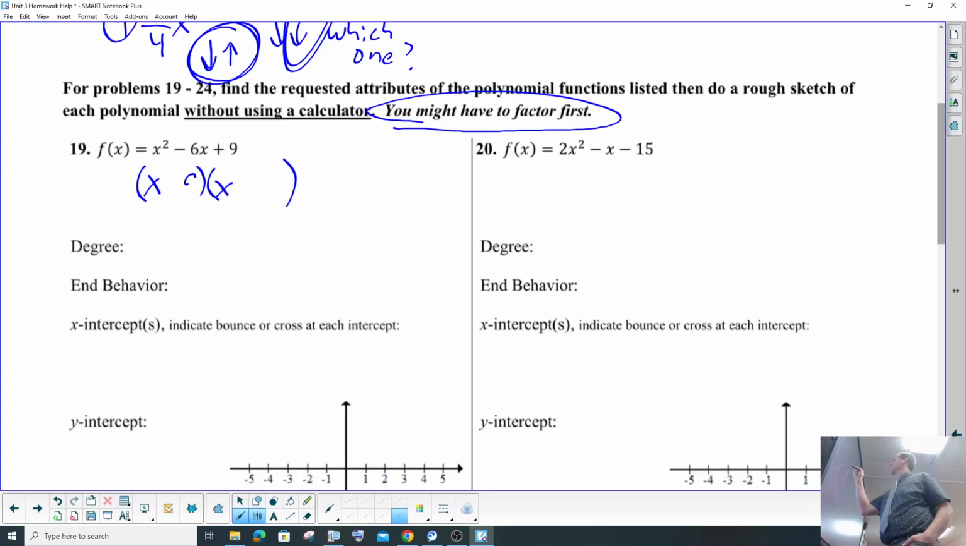So what do you think? What are factors of x squared? And then what are factors of 9? This looks like a perfect square to me. How about you?